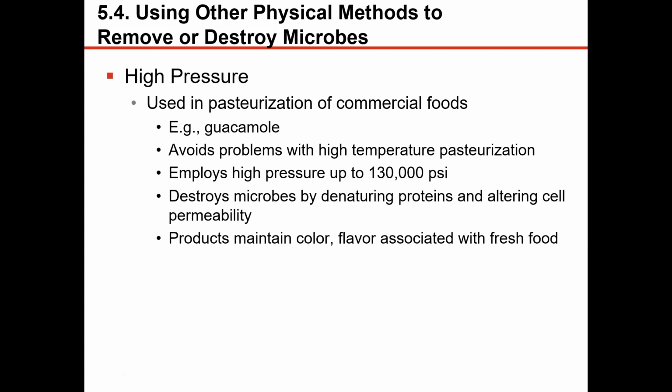High pressure, this is going to be the same thing we talked about before, but now we're going even higher. And so this is going to be limited to things like hummus, guacamole, things that are creamy, because you're using so much pressure in this situation that anything else is going to be turned into mush anyway. So it employs high pressure up to 130,000 psi. What are we doing here? Well, we're minimizing the need for heat, because heat would basically ruin guacamole, would ruin hummus.